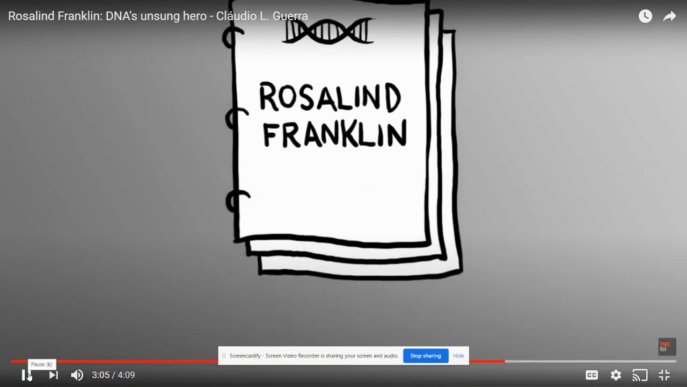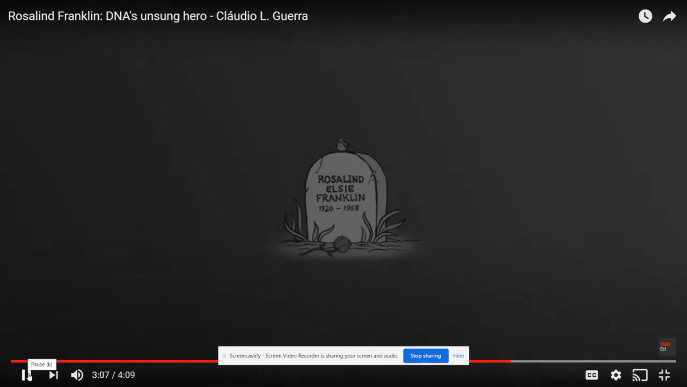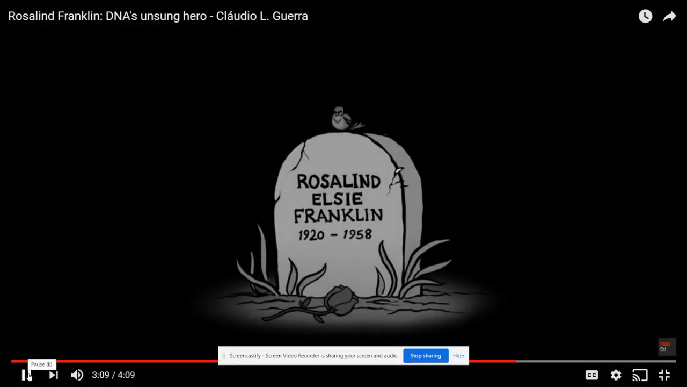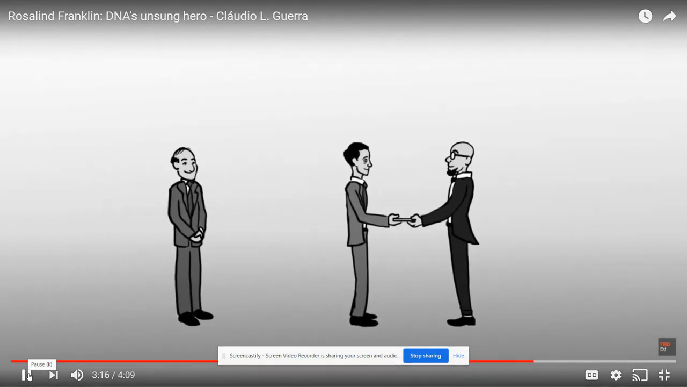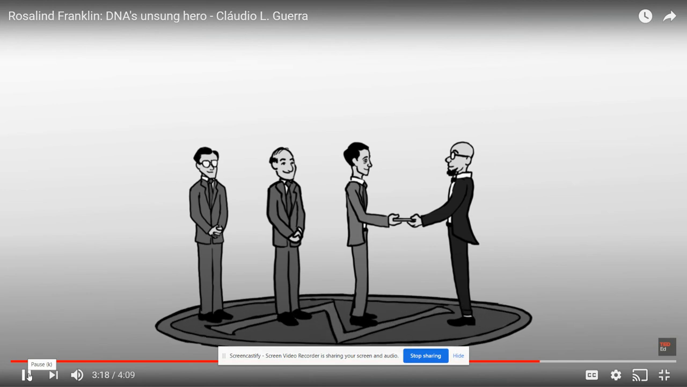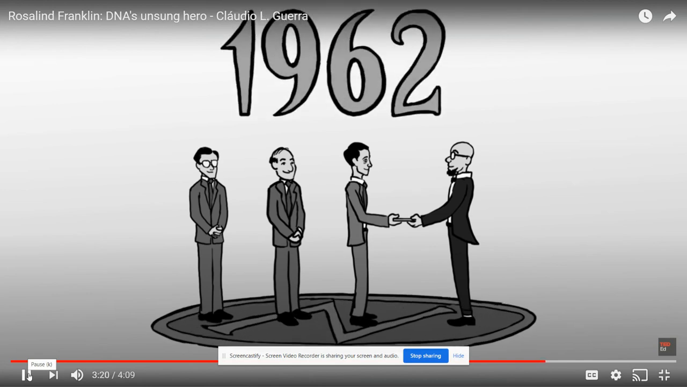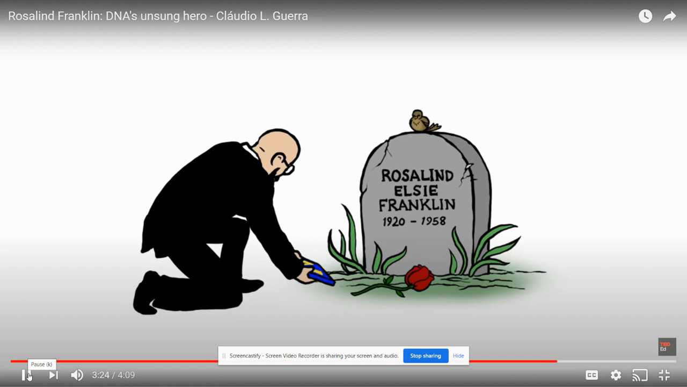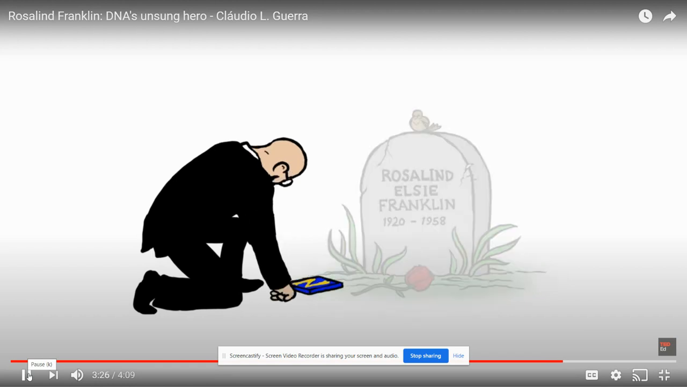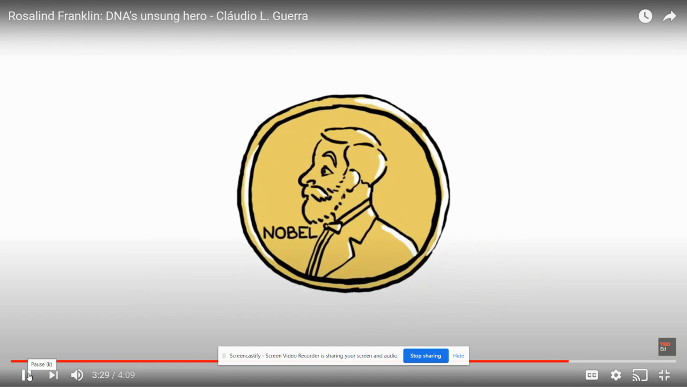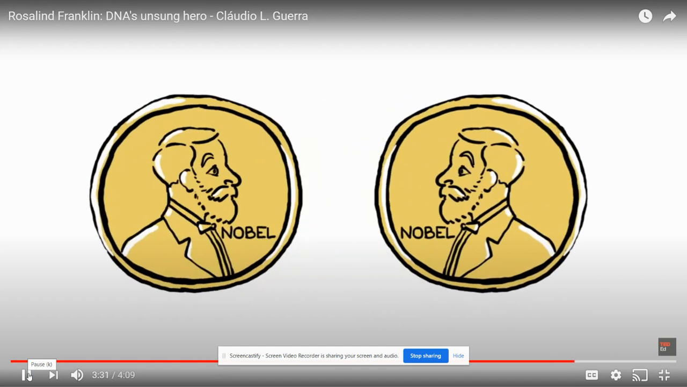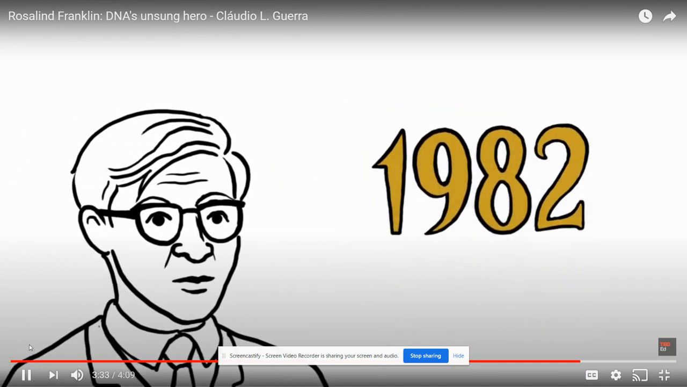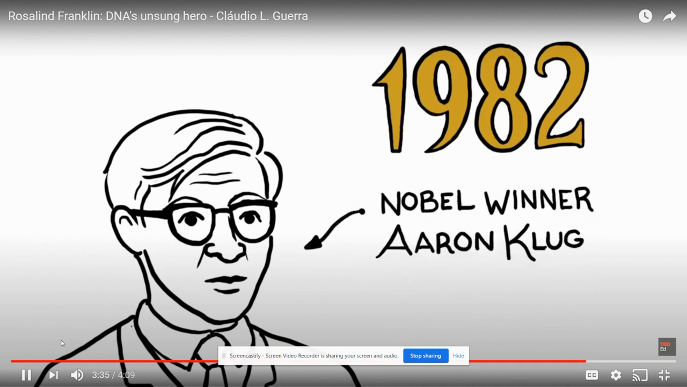But Franklin had already stopped working on DNA and died of cancer in 1958, never knowing that Watson and Crick had seen her photographs. Watson, Crick, and Wilkins won the Nobel Prize in 1962 for their work on DNA. It's often said that Franklin would have been recognized by a Nobel Prize if only they could be awarded posthumously. And in fact, it's possible she could have won twice. Her work on the structure of viruses led to a Nobel for a colleague in 1982.